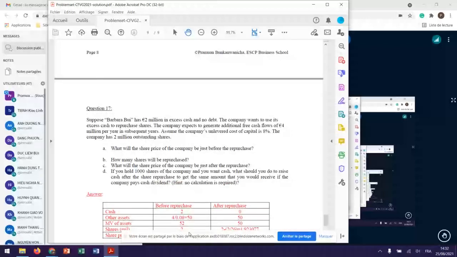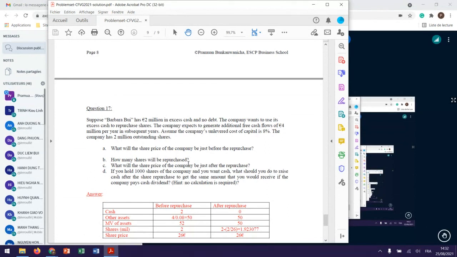So before the share repurchase, the market value of the company should be 52 if we have 2 million shares outstanding. So the share price before share repurchase should be 26 euro. What will be the share price of the company just before the repurchase? The answer is going to be 26 euro, right? So how many shares will be repurchased?